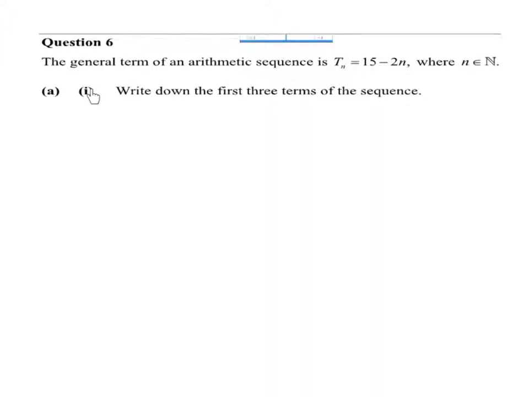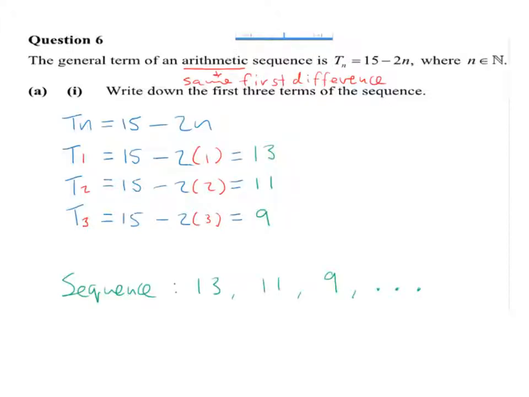So A, part 1. Write down the first 3 terms of the sequence. Just a reminder that an arithmetic sequence means that we have the same first difference, or the first difference is the same or constant. Okay, so what I'm going to do is write down my formula, which is Tn equals 15 minus 2n.